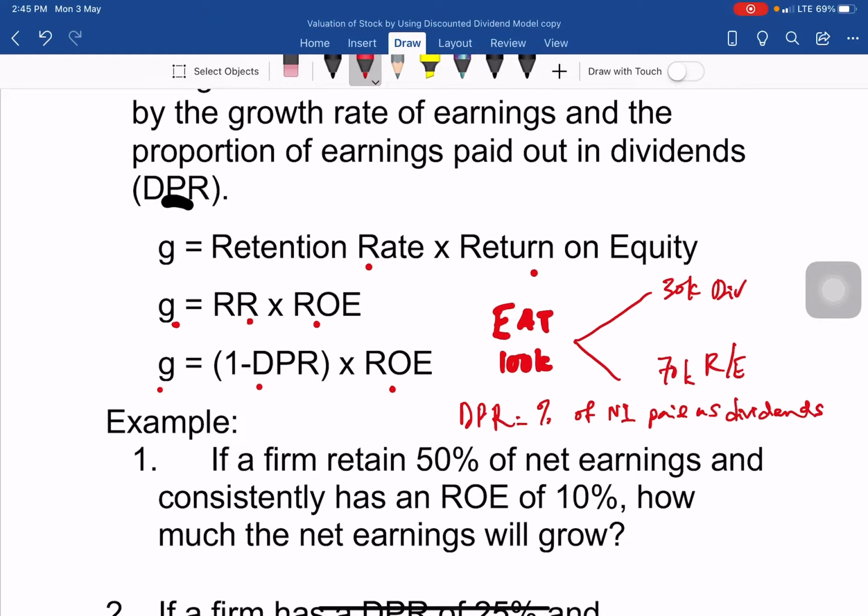Here they pay 30k, so 30k over 100k is 30%. So 30% is the dividend payout ratio. So what is the retention rate? The retention rate is 70%, what they keep, or 0.7.